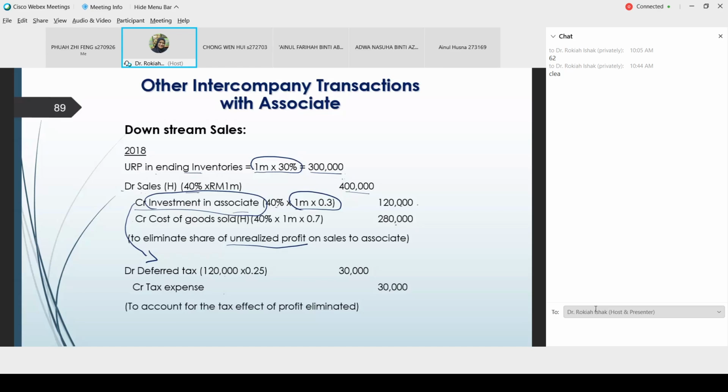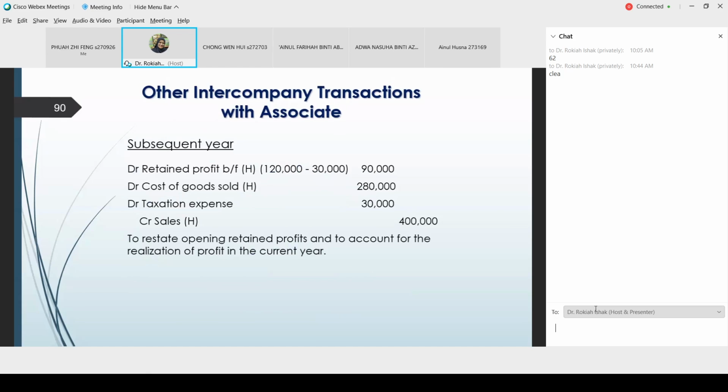For the downstream sale, in the subsequent year, your profit becomes 120. And then this 120 minus 30, where 30 is for the tax expense, so the net profit becomes 90.